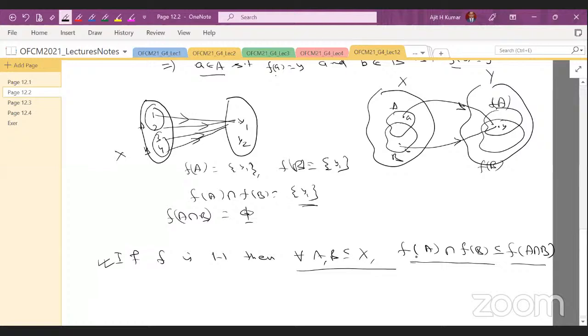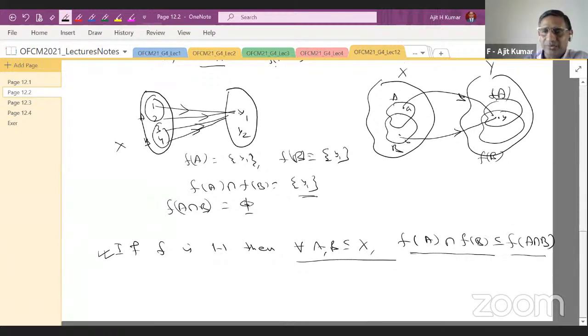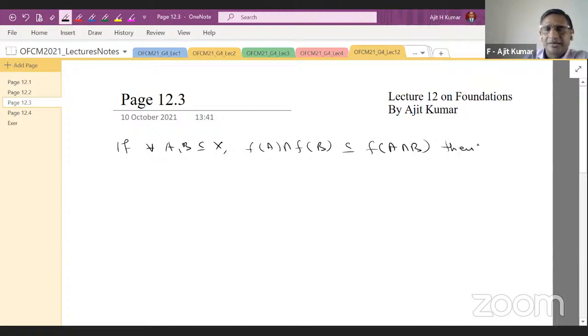We have proved this: if this implies this. Now we will ask whether the converse is true. That means, if for every subsets A and B of X, f of A intersection f of B is a subset of f of A intersection B, then can we say that f is 1-1? Okay, that is what we want to look at.